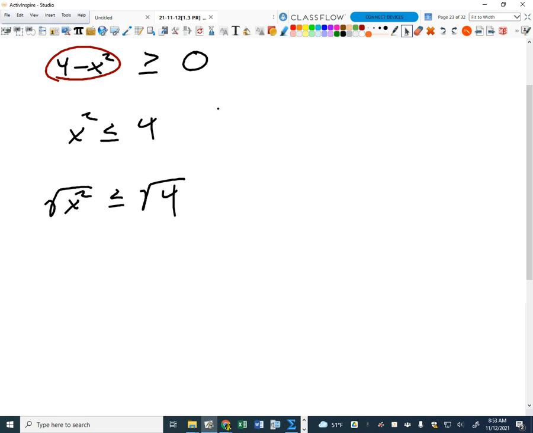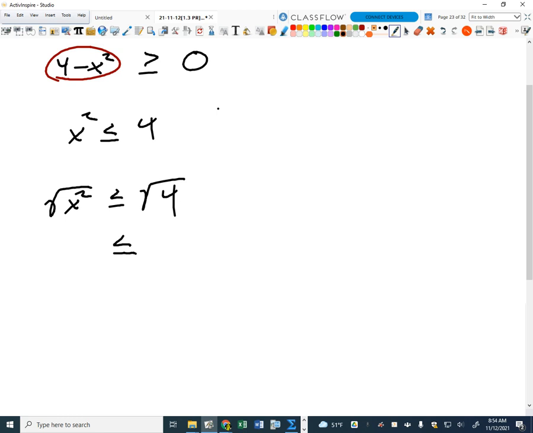And this is kind of where we left off. We're trying to isolate the x, and so we square root both sides. What is the square root of 4? Right now I'm just asking, what's the square root of 4?